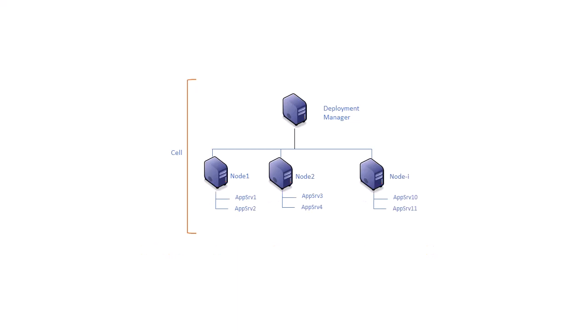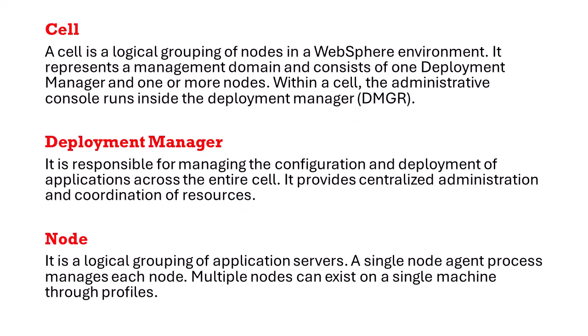The network deployment environment consists of the cell, deployment manager, nodes, and application servers. A cell is a logical grouping of nodes in a WebSphere environment. It represents a management domain and consists of one deployment manager and one or more nodes. The deployment manager is responsible for managing the configuration and deployment of applications across the entire cell.